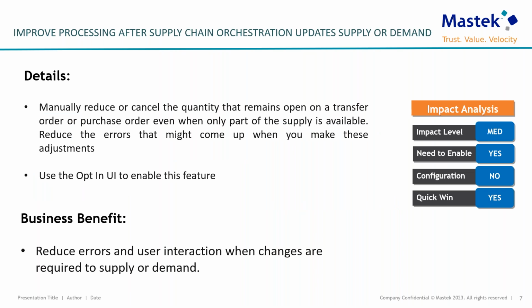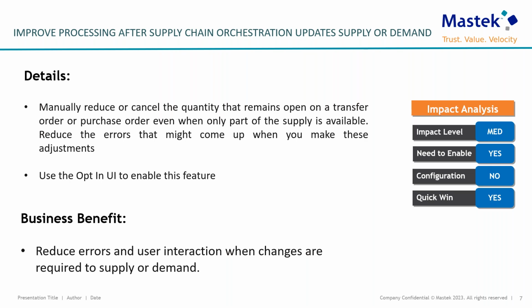Improve processing after supply chain orchestration updates supply or demand. Here, with this update, you can manually adjust the remaining quantity of a transfer or purchase order, even if only part of the supply is available. Inform Oracle Order Management when a transfer order is closed by Oracle Inventory Management within shipment tolerance, but under the requested quantity. This is useful for back-to-back flows.